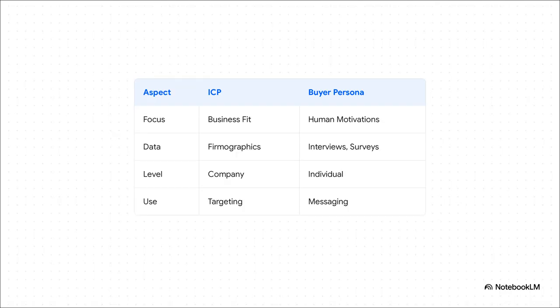Now, what's great about this slide is how it just lays it all out nice and clear. I mean, look at the focus. ICP is all about the business fit, while a persona is all about human motivations. And the data they use, totally different. ICPs are built on firmographics, hard numbers. Personas come from things like interviews and sentiment analysis. But here's the real kicker, the application. You use an ICP for the big picture strategy, for targeting accounts. You use personas for the tactical stuff, like writing an email or creating content. One is long-term, the other is all about the right now.